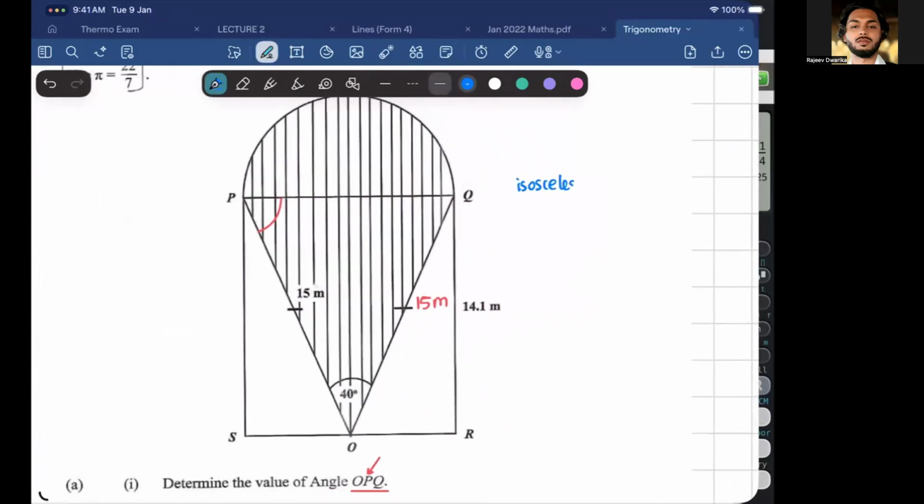Adetola, is there anything else you know about isosceles triangles other than the two sides being equal? I'm not sure. All right. Base angles are equal. I'll show you what I mean by that. So in an isosceles triangle, two sides are equal and two angles are equal. Two sides equal, right? And two angles are equal.